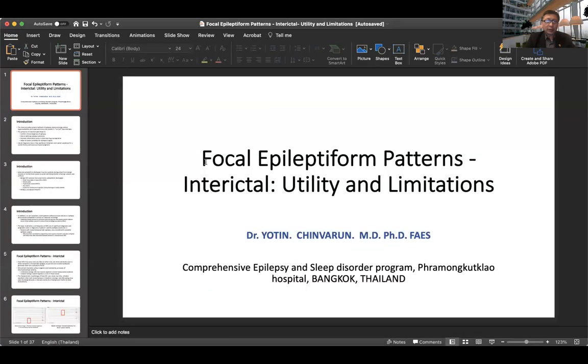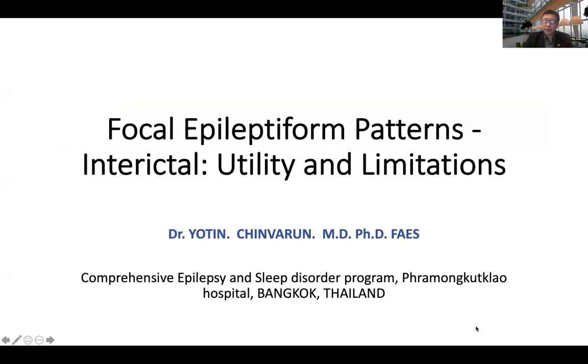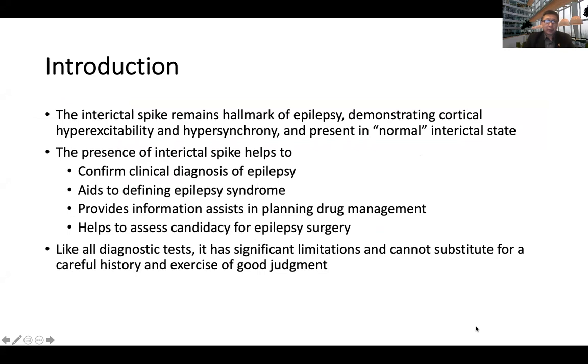Let me share the title. What I'm going to talk about in this session is the EEG workshop. The title is "Focal Epileptiform Pattern: Interictal, Utility and Limitation." So let me introduce the interictal spike.